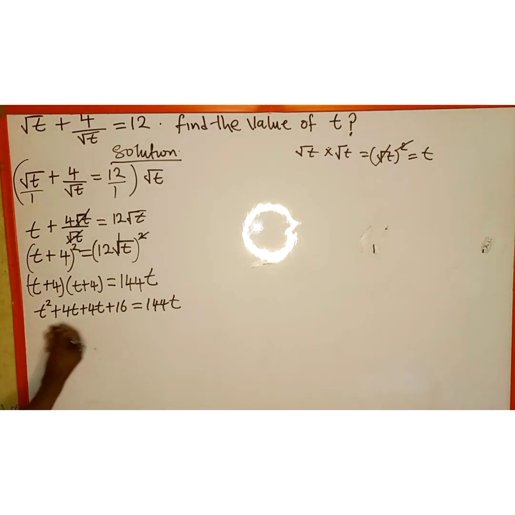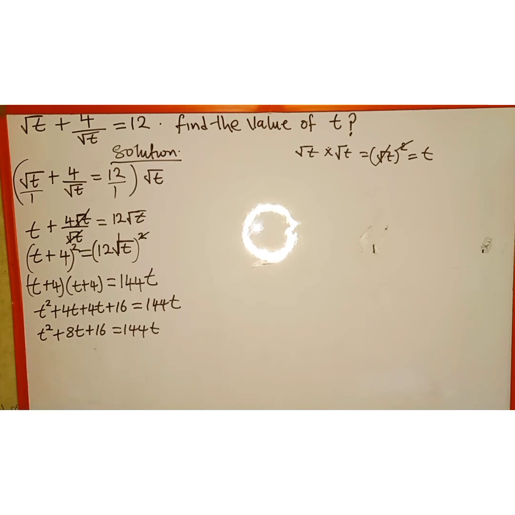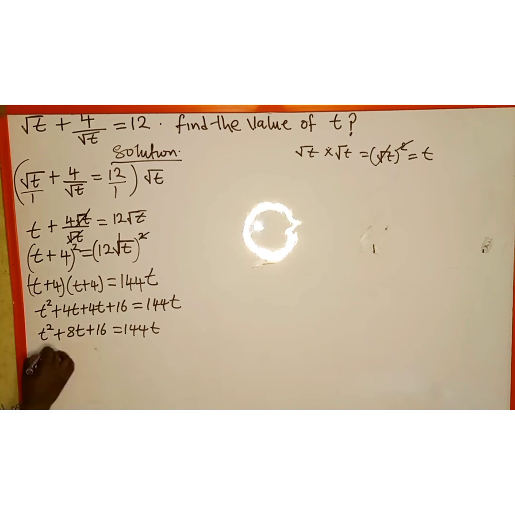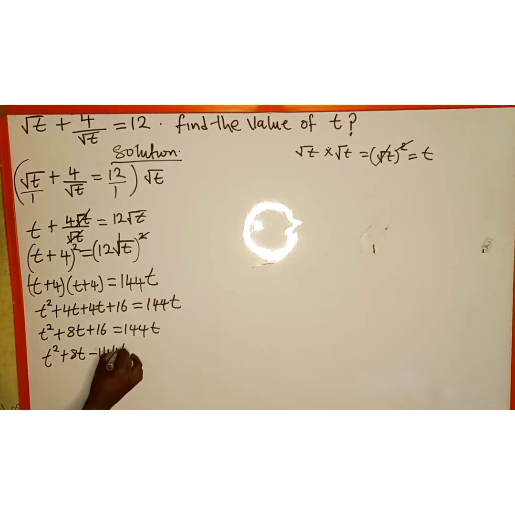So let us combine the like terms. So we have t squared plus 4t plus 4t, it will give me positive 8t, then plus 16, which is equal to 144t. From now, we are going to combine the like terms, starting with the one that has the highest power. So we have t squared, then plus 8t. This 144t is going to cross over to make the 8t change to negative 144t. Then plus 16 is equal to 0.